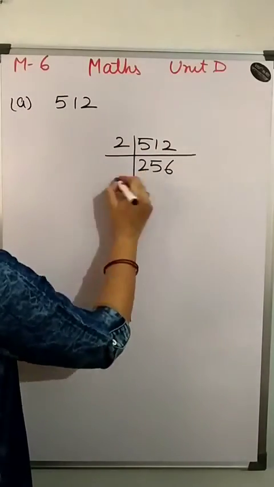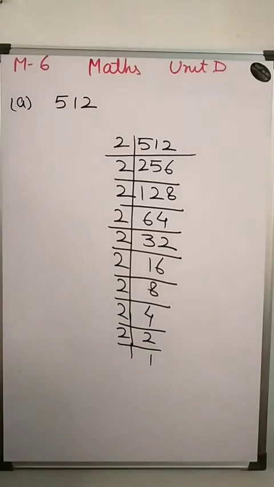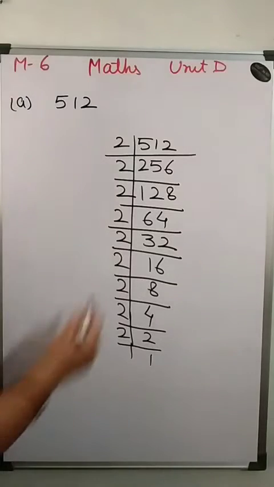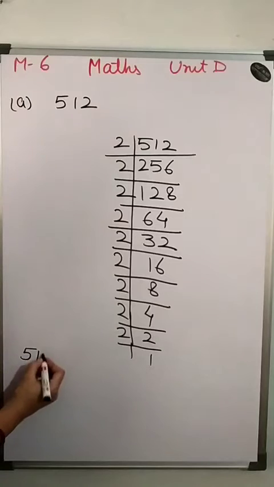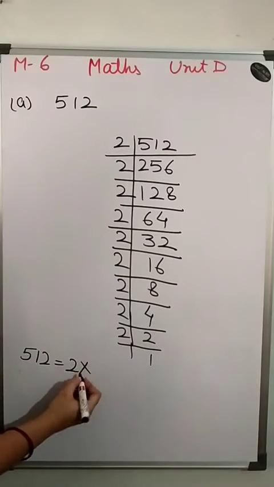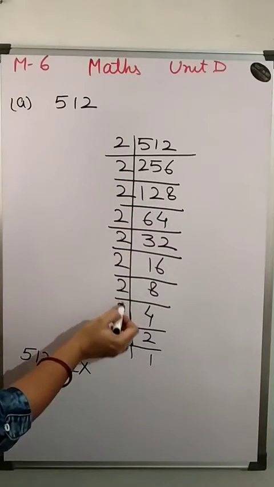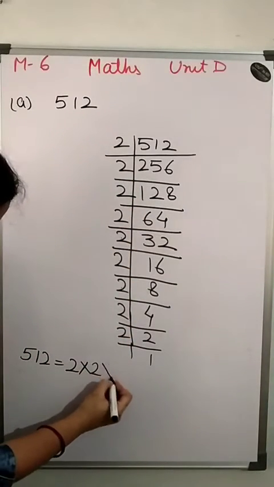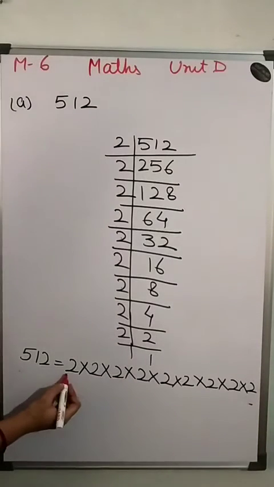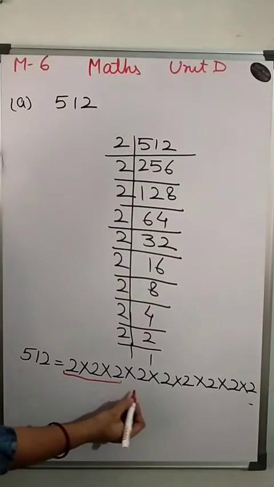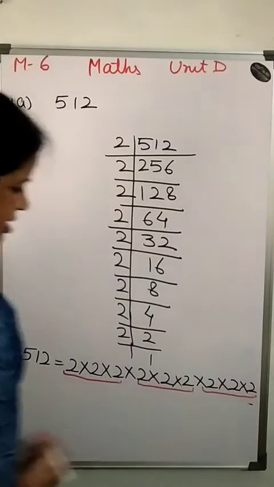First you find the prime factors of this number. These all are the factors of 512. Then how do we write? First we write all the factors of 512. Just count 1, 2, 3, 4, 5, 6, 7, 8, 9. Make triplets of these numbers. Just see, 3 numbers, and these are another 3.